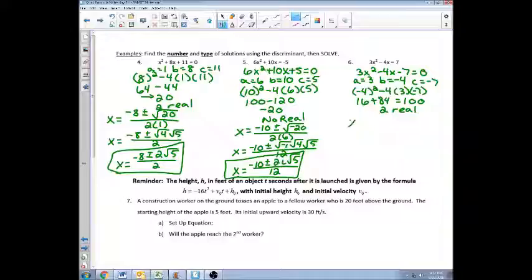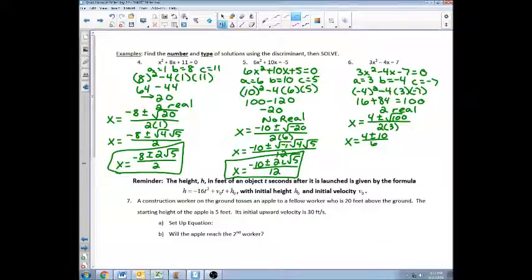Now I can go ahead and take 100 and put it in for my square root. Take the opposite of b. My b was negative 4, so now it's positive. Square root of 100 over 2 times 3, because my a is 3. So x equals 4 plus or minus 10 over 6.